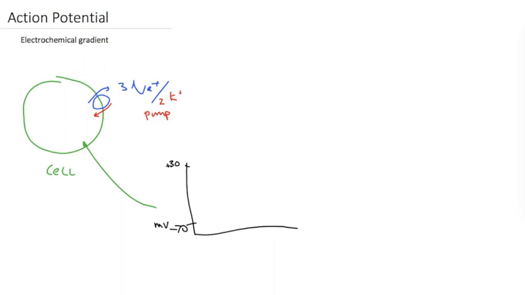Now, why is that constant important? Well, that allows this inside of the cell. Let me ask you, if I pumped out 3 positives and I pump in 2 positives, what's the overall net positivity of the outside versus the inside? Or I should say, of the inside versus the outside. Because remember, we're testing the inside on this graph. Basically, it makes the inside net negative, and it makes the outside net positive.